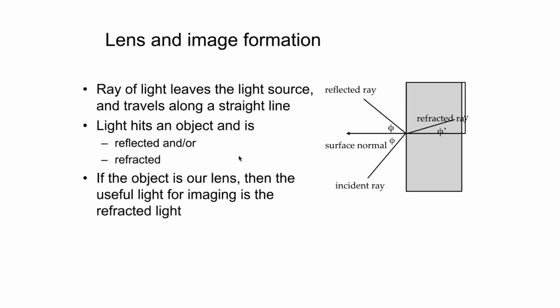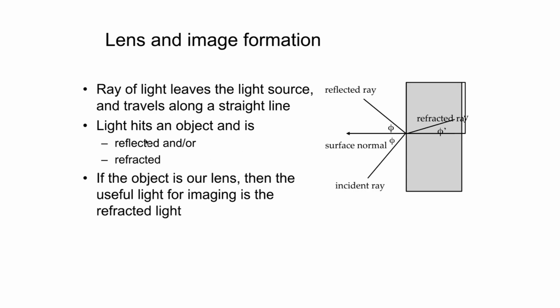That being said about Al-Hazan, let's talk about how the lens operates and how image formation happens. As Al-Hazan said, light hits some objects, and its rays refract or reflect in all directions, but the ray of light leaves the light source and travels along a straight line. That's one point that we have been discussing.